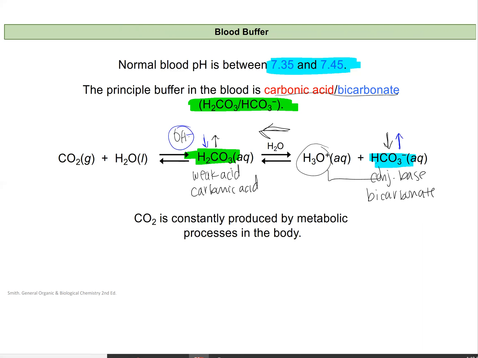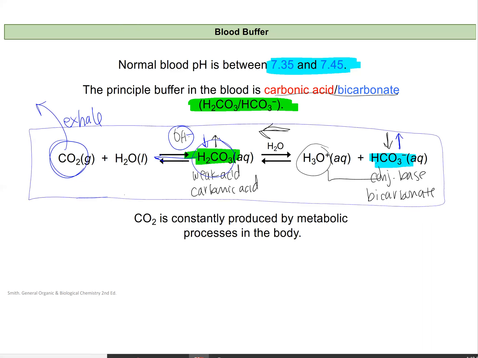Now we have another control mechanism between this buffer system, that our carbonic acid is going to rapidly decompose into carbon dioxide. And this is an equilibrium. So if I have a lot of carbon dioxide, I can actually reform carbonic acid in the blood. And once it forms carbon dioxide, we can exhale that. And that helps control the balance in our blood and maintain this buffer system over a long period of time.